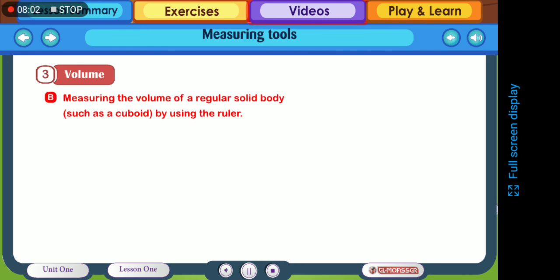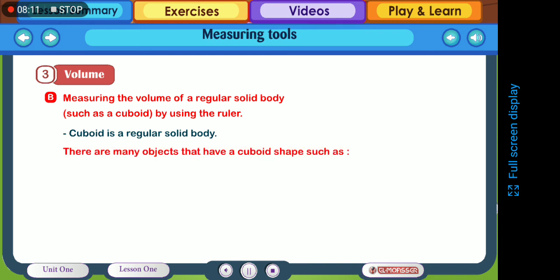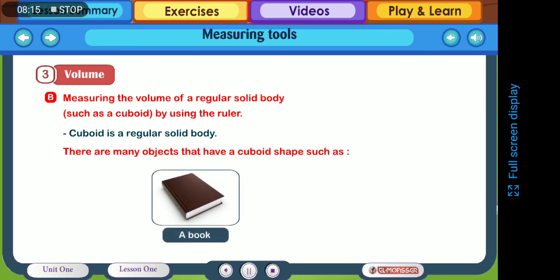Measuring the volume of a regular solid such as a cuboid by using a ruler or book. We will measure the length, width, and height, and multiply them.